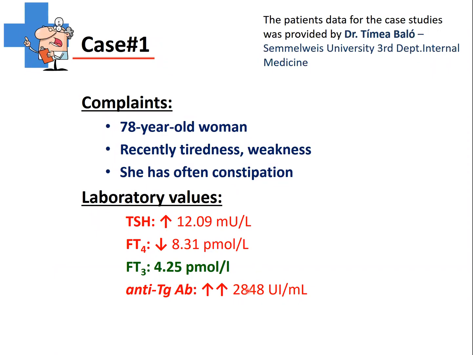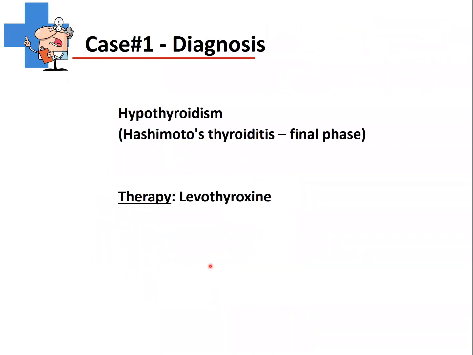There is a 70-year-old woman who recently complains of tiredness, weakness, and constipation. The laboratory result shows elevated TSH concentration together with decreased free T4 level. So immediately you can see that this patient has a primary hypofunction. They measured the thyroglobulin antibody, and it is very highly elevated. This is possibly Hashimoto thyroiditis, possibly in its final phase.